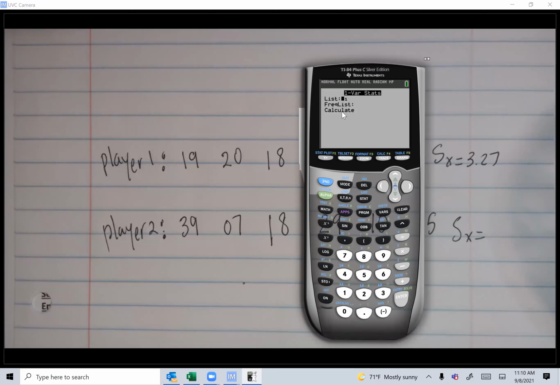Exactly. Look, how do you change the list to L2? Press the second key and type the number 2. And this is L2. So always, when you want to change the list name, just press the second key and type the number that you want. And I'm done. Let's hit calculate. And look at the standard deviation, 12.16, guys.